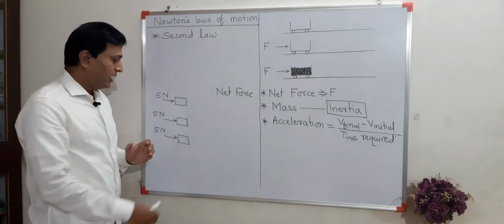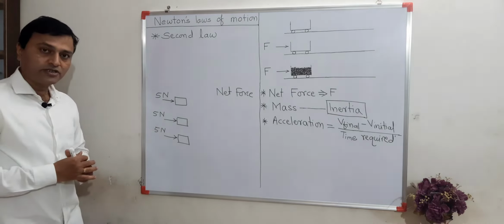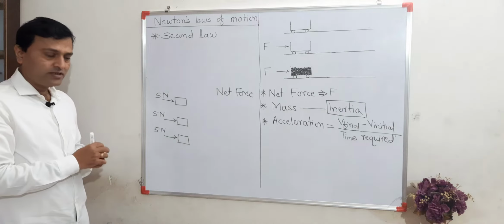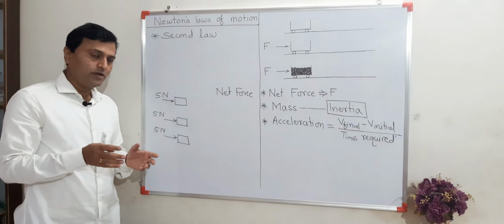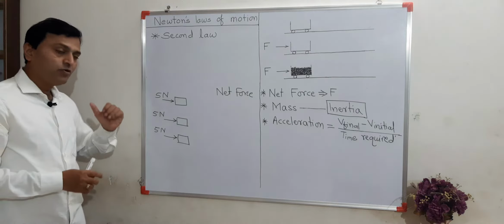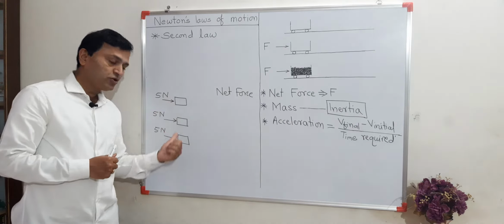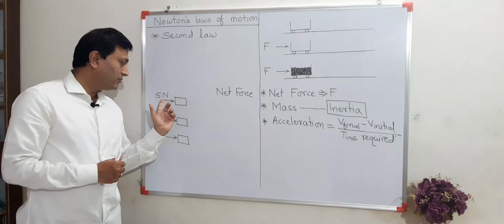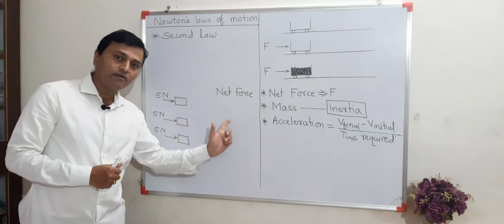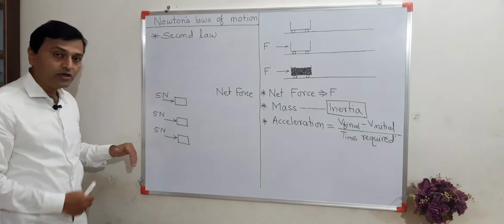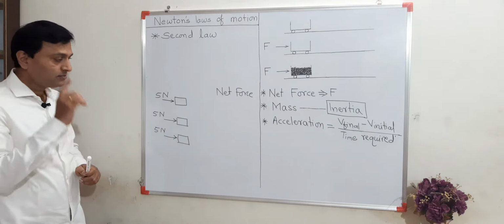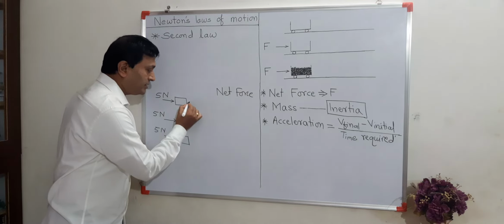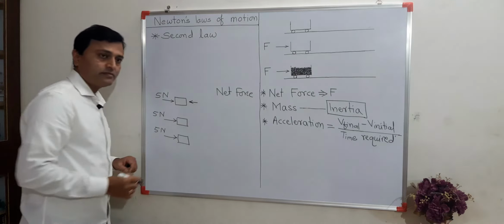For net force, I have drawn some objects here which are identical objects. You can take identical or different objects, no problem, but I have applied the same forces on each object. Then the net force for the first, second, and third is 5 Newton, because I have applied 5 Newton to each object. But suppose I have applied one more force to the first object and it is in the opposite direction.